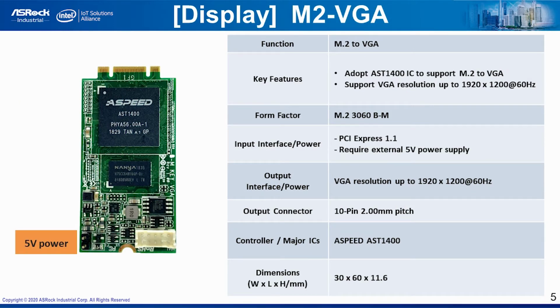And this card is M.2 VGA. It transfers M.2 to VGA by using a speed AST1400. The VGA resolution is up to 1920 by 1200 at 60 Hz. The form factor of this card is M.2 30x60. The input is PCIe 1.1 and it requires external 5V power supply. The output is VGA.